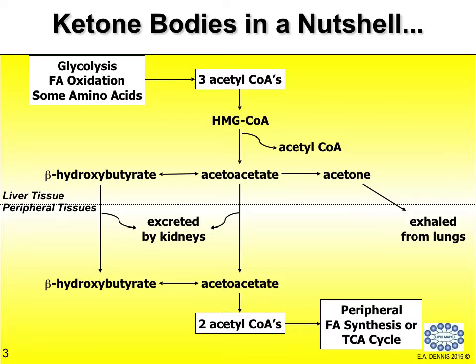We will start with an overview of ketone bodies and then look at the discrete parts individually. Basically, the breakdown of sugars, fats, and amino acids, that is glycolysis, fatty acid oxidation, and the degradation of some amino acids, lead to acetyl-CoAs. When they accumulate, they are converted into HMG-CoA by a synthase and further converted to free acetoacetate.